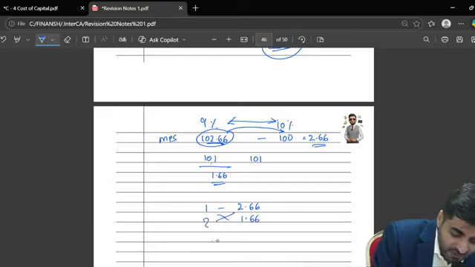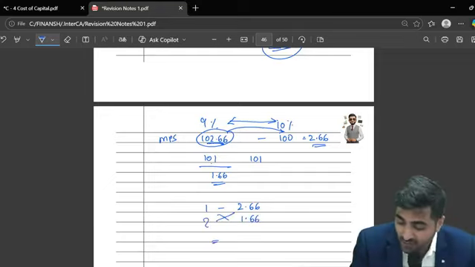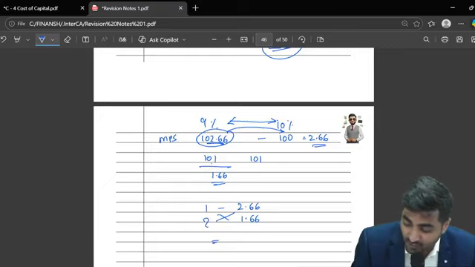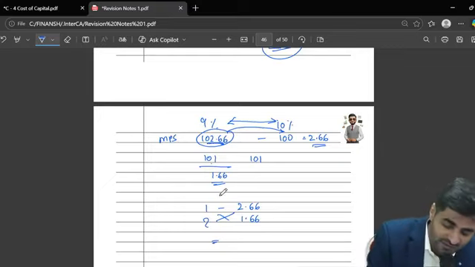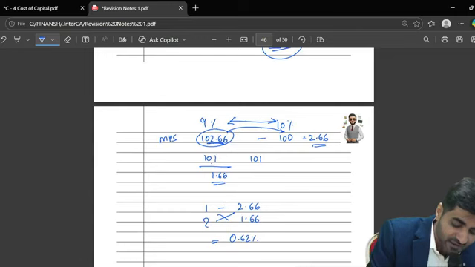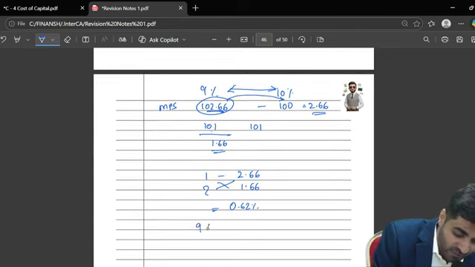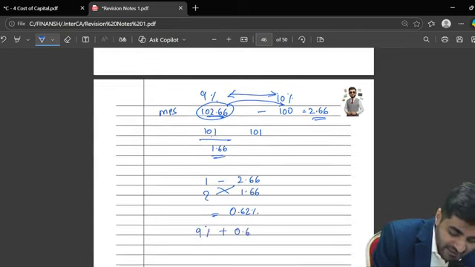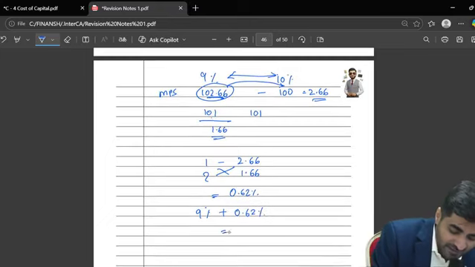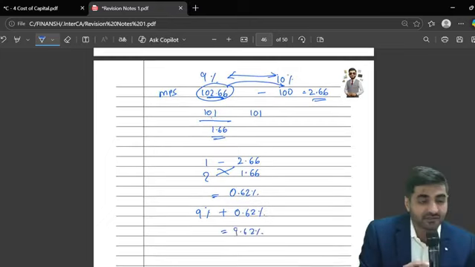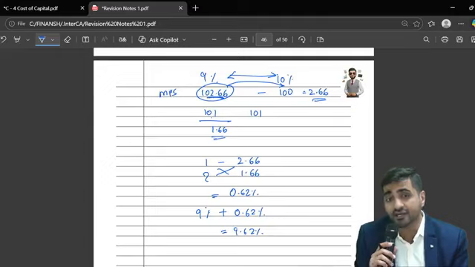So based on this, how much percentage will come? So 1.66 divided by 2.66. So this is coming as 0.62%. So this 0.62% I have to add to my base, that is 9%. So ultimately I'll be getting this as 9.62%. Okay, this is your interpolation.